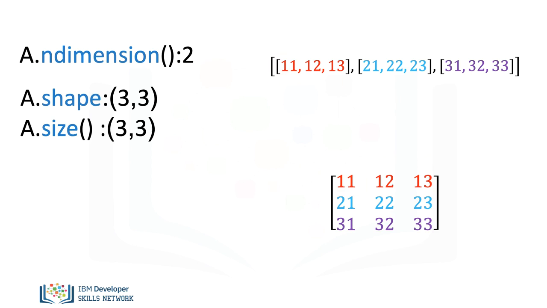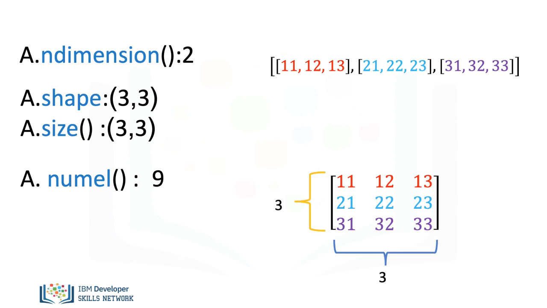You can use the size method to get the shape of a tensor. The numel method can be used to obtain the number of elements in a tensor. We see there are 3 rows and 3 columns in the following tensor. Multiplying the number of columns and rows together, we get that the total number of elements is 9.